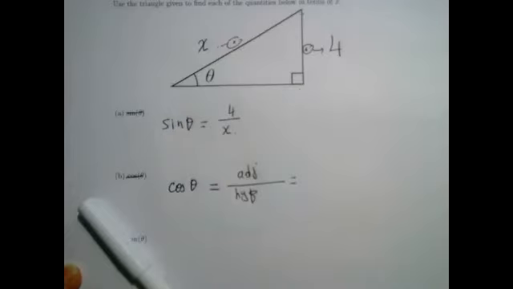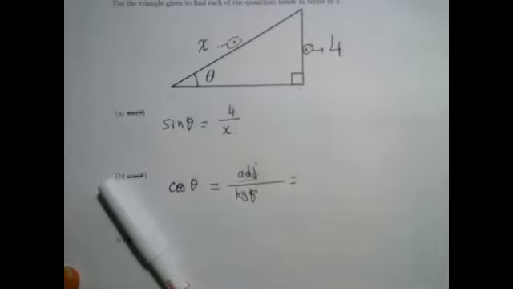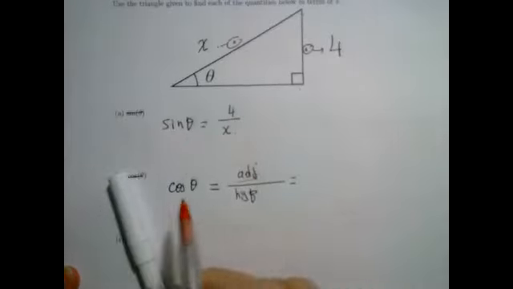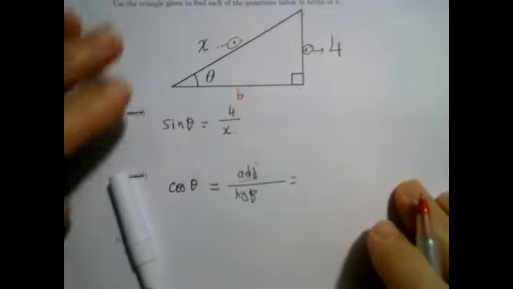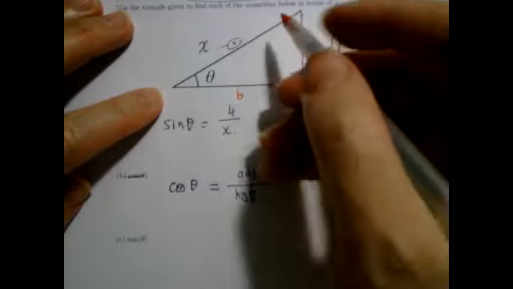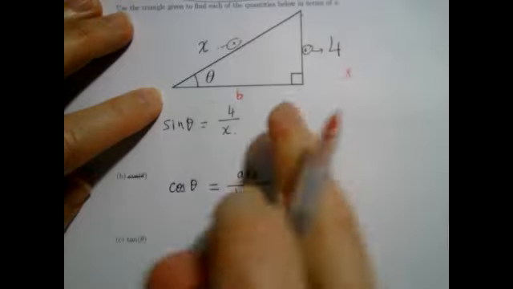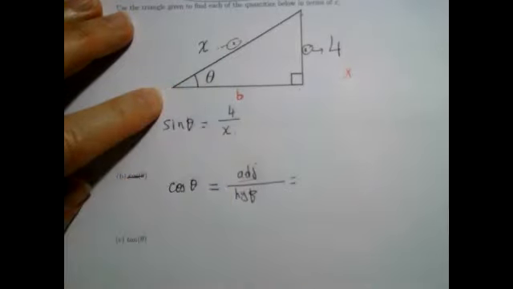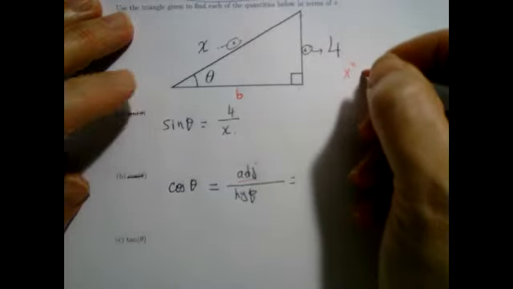Not exactly. You're on the right track, but not exactly. What is it you need? We need the adjacent, right? How can we figure out the adjacent? Let me give it a name. Let me call this b. How can we find the adjacent? If I use Pythagorean, very carefully, what does the Pythagorean theorem tell me? It's a squared plus b squared equals c squared. Give me what you said in terms of the picture. x squared minus 4 squared should give you b squared.